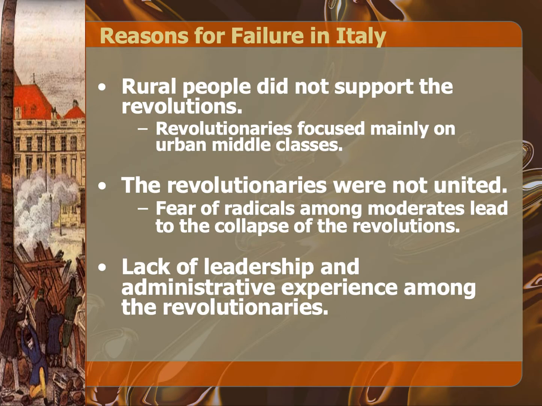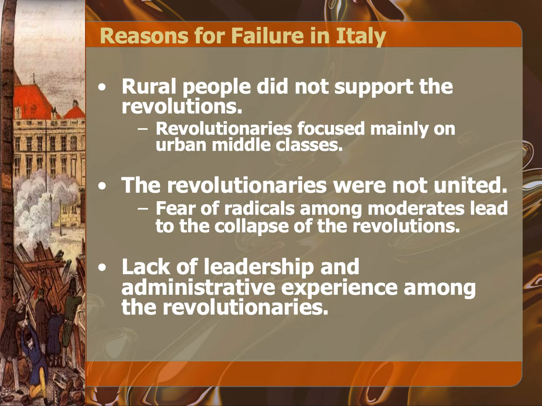But a couple other reasons why this failed. The rural people did not support the revolutions. The revolutionaries were focused mainly on the urban middle classes. They didn't bring the lower classes and the peasants into it, and so they were not on board. The revolutionaries, again, were not united. You had some that wanted liberal governments, some that wanted Republican governments, and there was a fear of this radicalization amongst the moderates that led to the collapse of the revolutions.